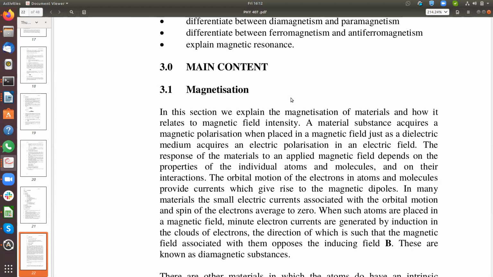In many materials, the small electric current associated with the orbital motion and spin of the electron averages to zero. The layman's explanation for that statement is that there are two polarities there, negative and positive. Once the negative and the positive cross each other, you have a zero polarity. That is the layman's interpretation of that statement, that in many materials, the small electric current associated with the orbital motion and the spin of the electron averages to what? Zero.